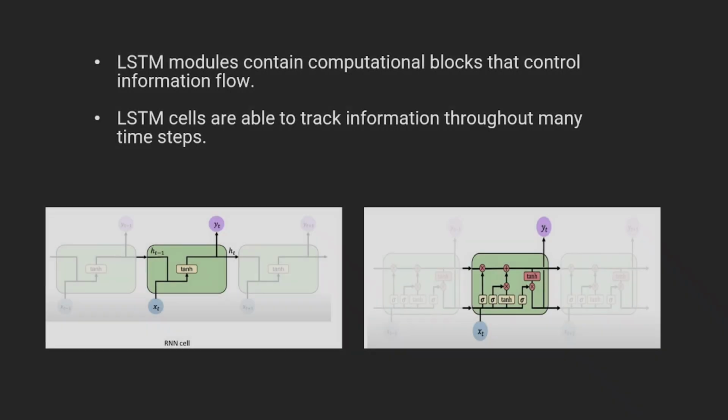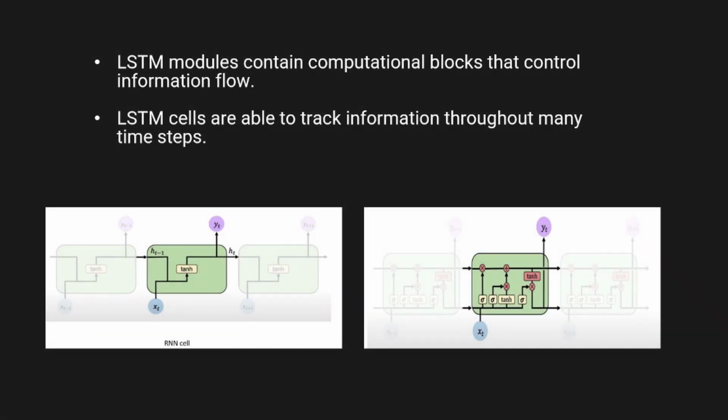LSTMs are built with computational blocks designed to control how information flows through the network. They have a unique ability to track information across many time steps, making them ideal for tasks like speech recognition, language modeling, and time series analysis. Think of an LSTM as a really smart memory box. Unlike RNNs, which only try to remember things for a short while, LSTMs can decide what to remember for the long term and what to forget.